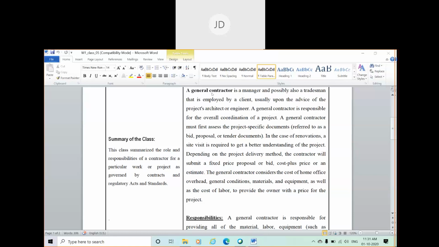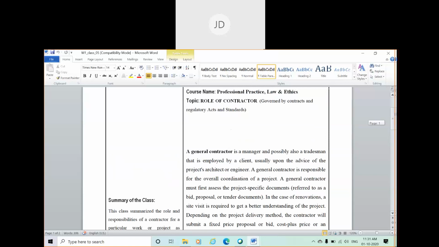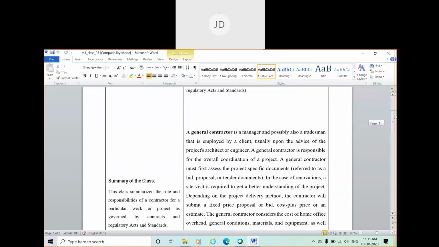So every aspect related to cost, all these details must be considered by the contractor while deciding a cost estimation or a proposal. So it's a general definition or general responsibility of a contractor. I think you have got the basic idea about the contractor.